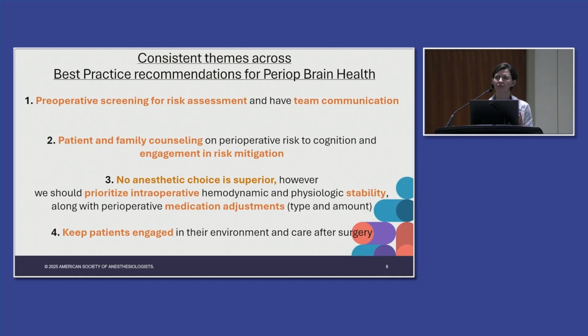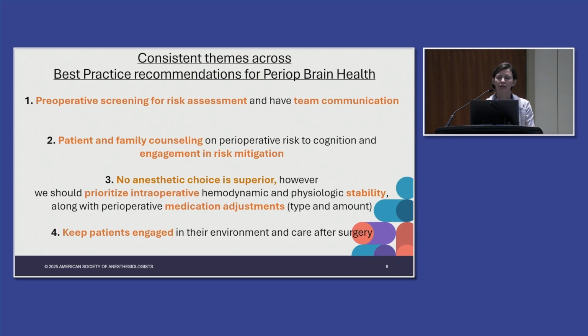If you look at all of these, there are some common themes that come out from these. One is that preoperative risk assessment is critical. This allows us to identify the high-risk patients. It improves our team communication about these patients and really puts them on our radar so that we can keep track of them and prepare them and make sure that they have a successful recovery.